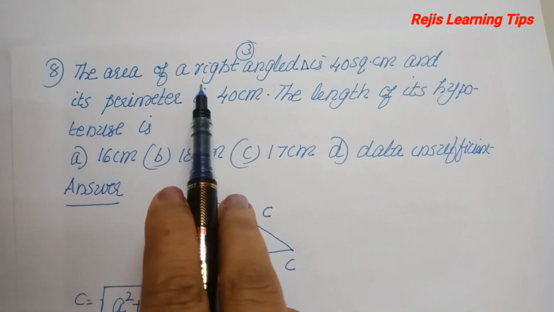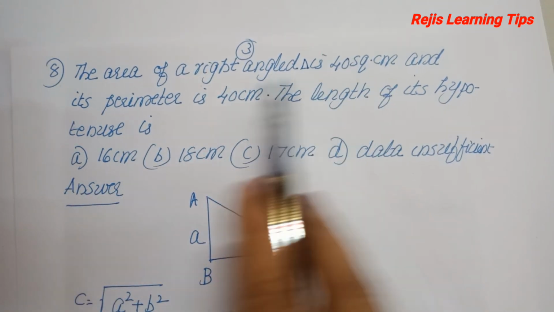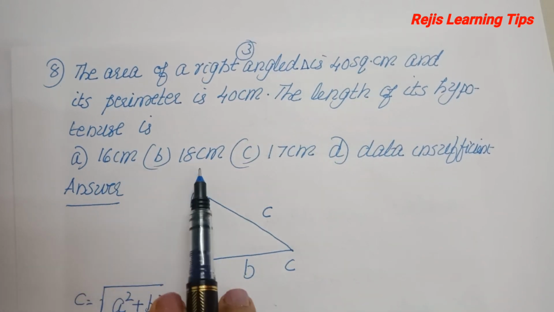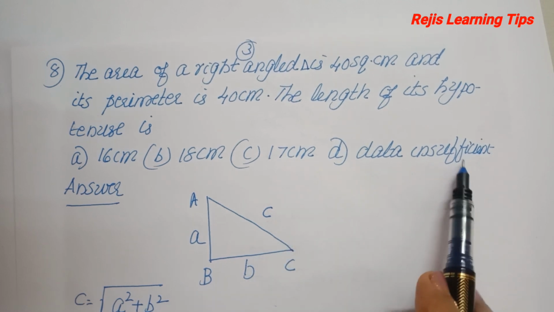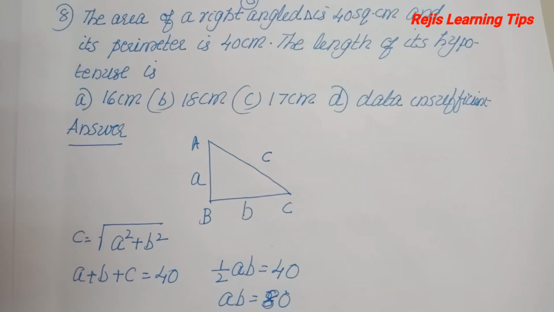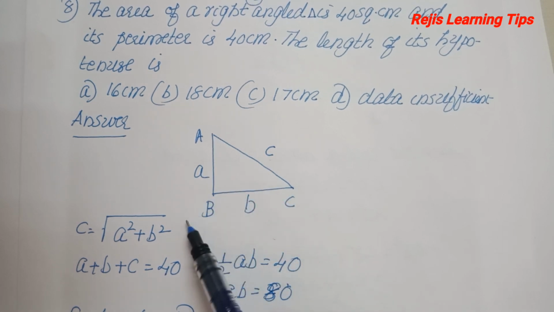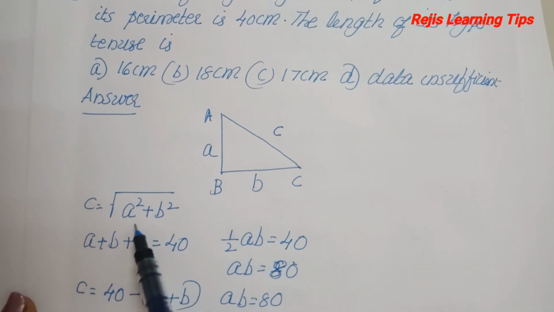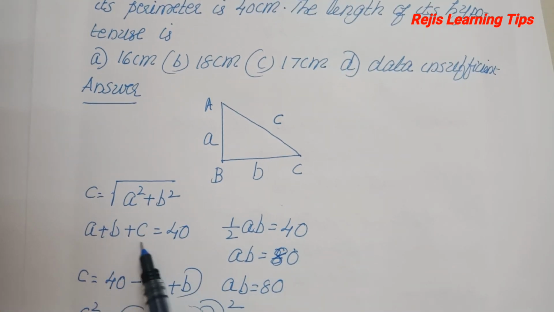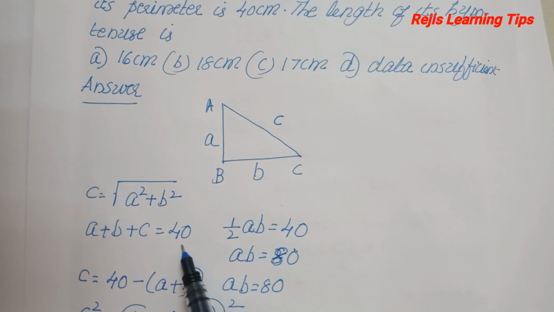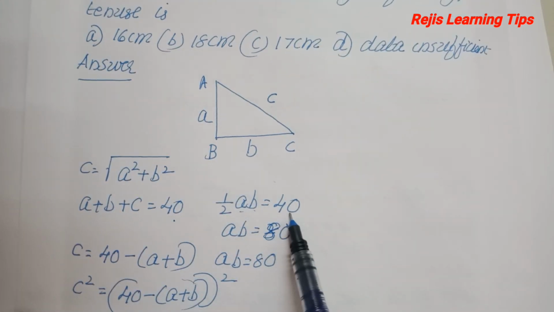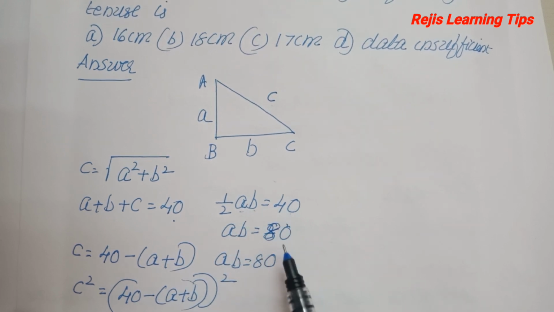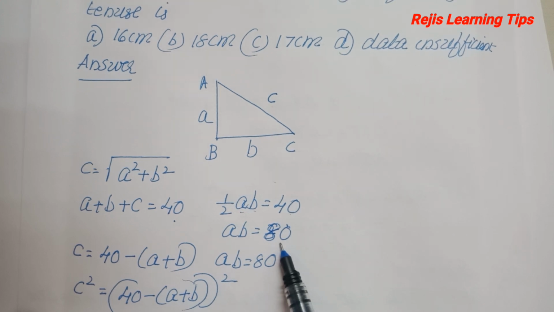Then 8th question, the area of a right triangle is 40 square centimeter and its perimeter is 40 centimeter. The length of its hypotenuse is 16 centimeter, 18 centimeter, 17 centimeter, data insufficient. Okay, area of a right triangle ABC, and this is C and this is A and this is B. So C is root of A square plus B square. Then perimeter means A plus B plus C is equal to 40 centimeter. Then half AB is equal to 40. That means AB is equal to 2 into 40, that is equal to 80 centimeter.